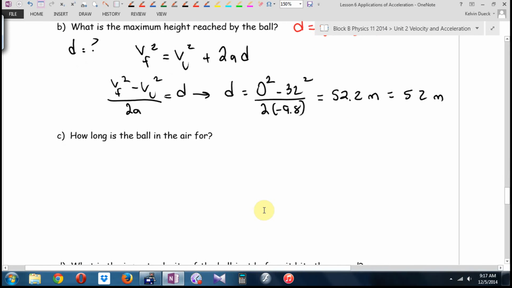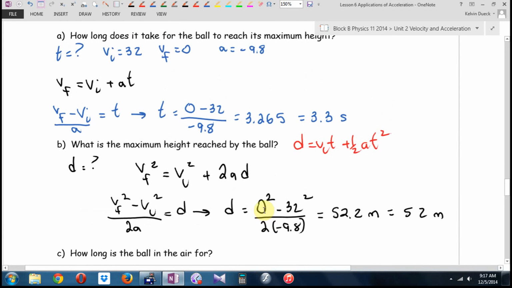C. How long is the ball in the air for? Wait a minute, Mr. Dueck. I thought that was 3.3 seconds. No, that's how long it took to get to the top.